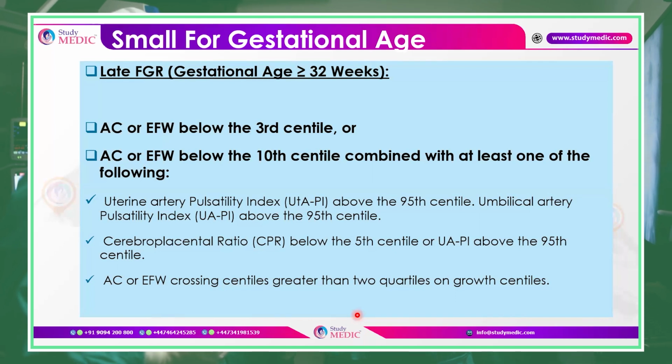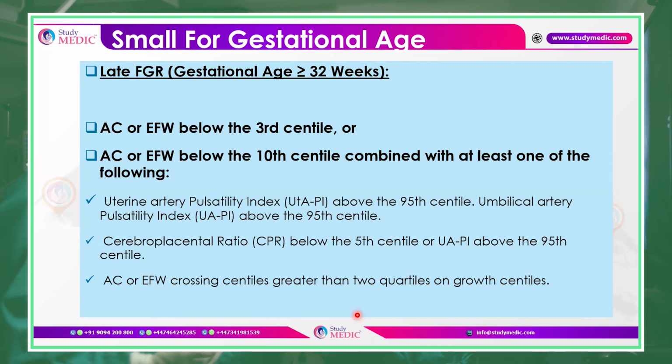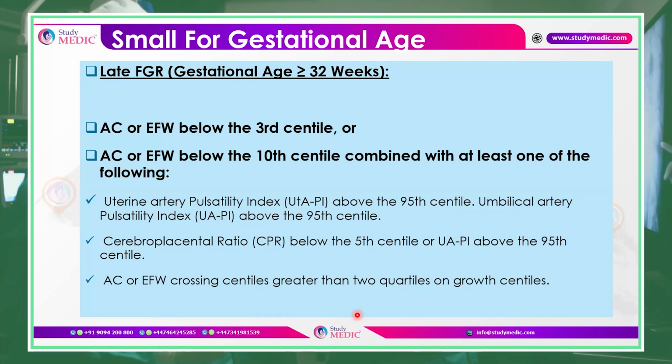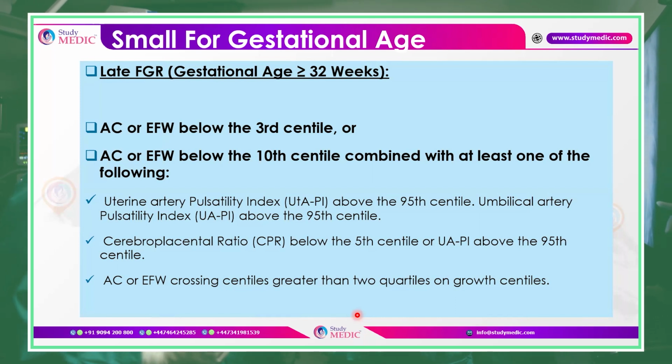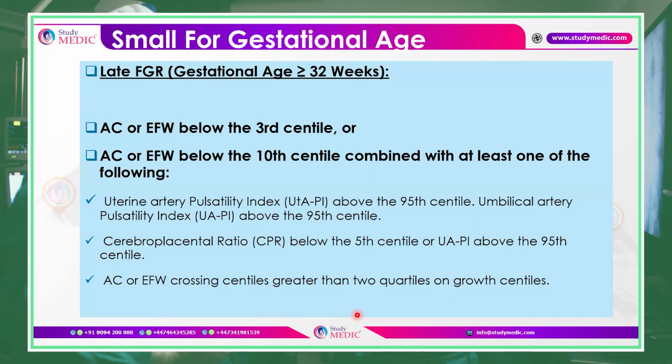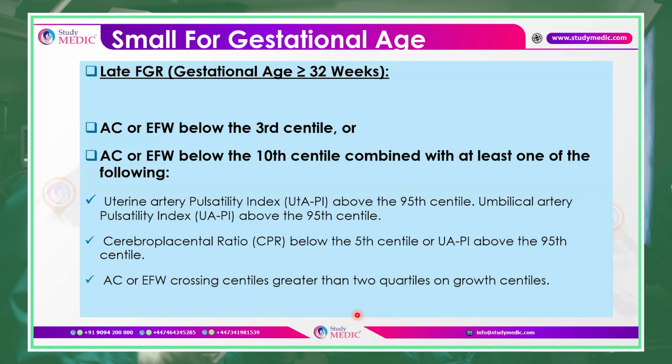Here, basically, we say that the abdominal circumference or estimated fetal weight is below the third centile, or if the abdominal circumference or estimated fetal weight is below the 10th centile, combined with at least one of the following factors. So what would be those factors? Uterine artery pulsatility index above the 95th centile, umbilical artery pulsatility index above the 95th centile, cerebroplacental ratio below the 5th centile, or abdominal circumference or estimated fetal weight crossing centiles greater than 2/4 on the growth centiles.